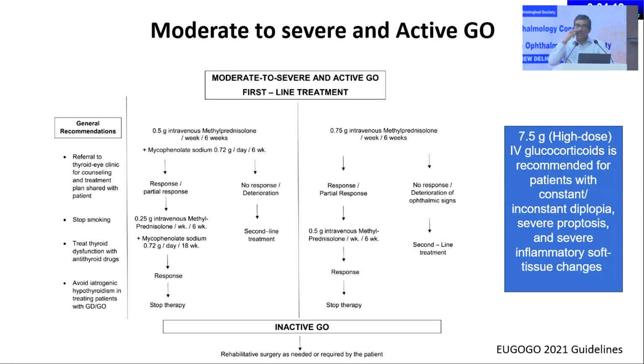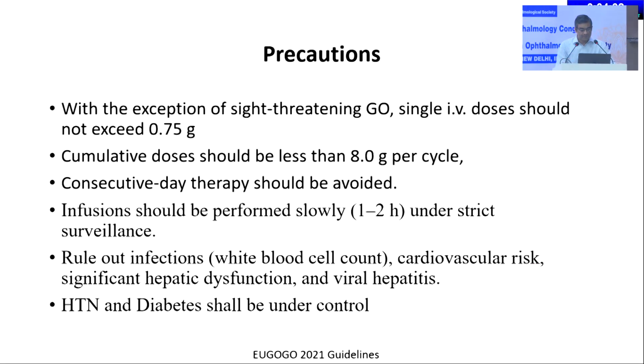So what we practice at AIIMS is to stick to the 4.5 gram dose and use mycophenolate or glucocorticoids, depending upon high dose glucocorticoids or low dose, the standard dose glucocorticoids, along with mycophenolate on a case to case basis.